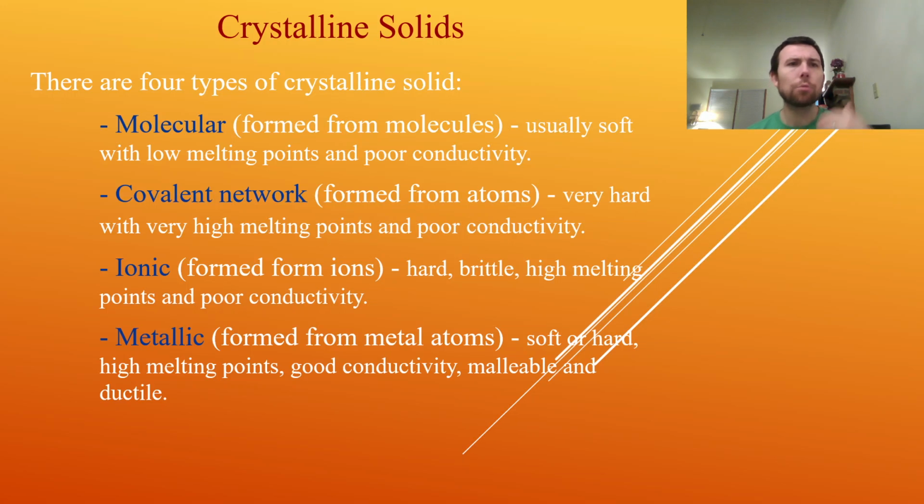Okay, something that you are going to need to know how to do is, if you're given a specific type of solid, can you classify it as molecular, covalent network, ionic, or metallic? Hopefully those parenthetical definitions listed there can help you identify what type of crystalline solid you're dealing with: molecular formed from molecules, covalent network formed from individual atoms, ionic formed from ions, and metallic formed from metal atoms.